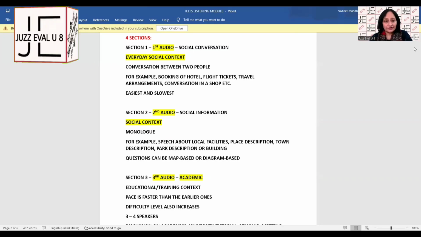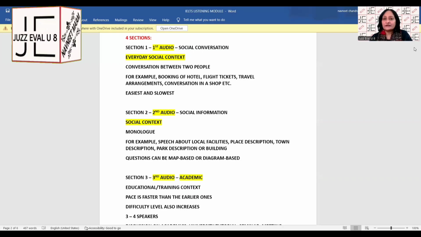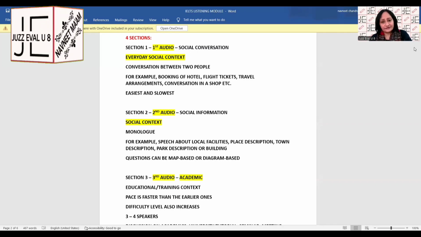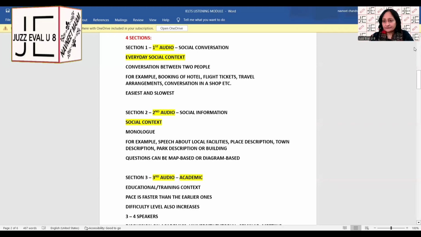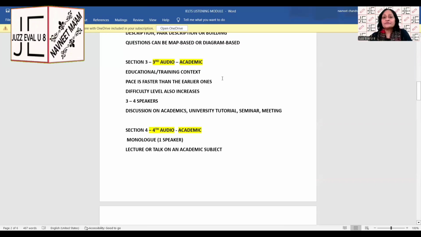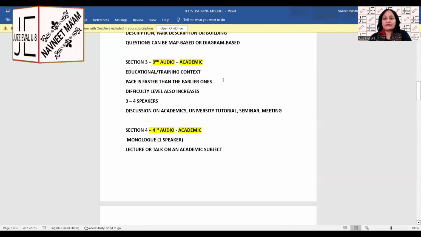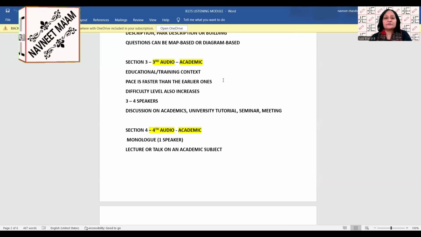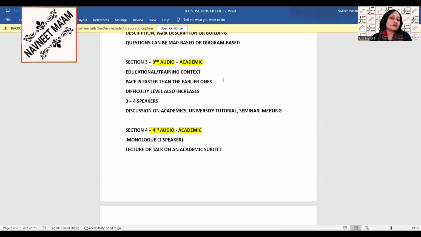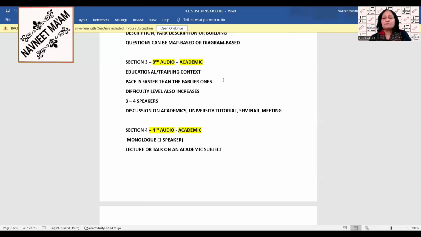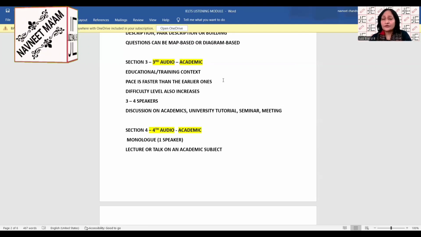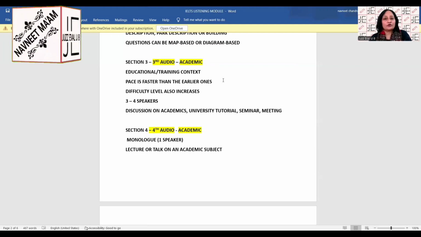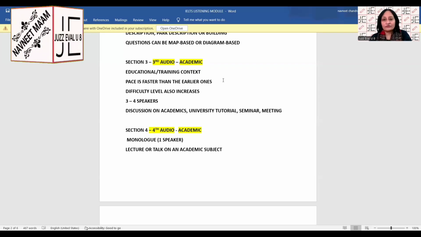Now we go on to the third audio. The third and fourth audios are academic in nature. You'll be talking about some subject, maybe history or science or any other subject. So section 3 is academic, and section 4 too is academic. In the third, 2 to 3 people might be talking to each other. They might be discussing a project, or they might be in a seminar, or a professor with 2, 3 students talking about some subject. Here the pace of the audio will increase and the difficulty level will also increase, so one has to be very careful while answering.